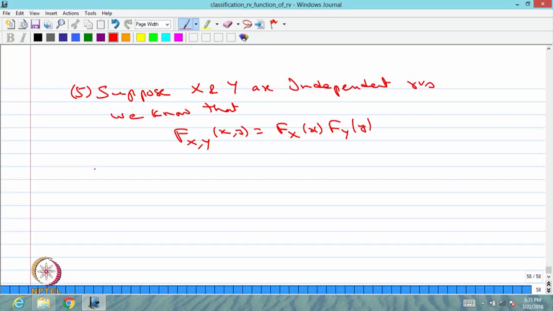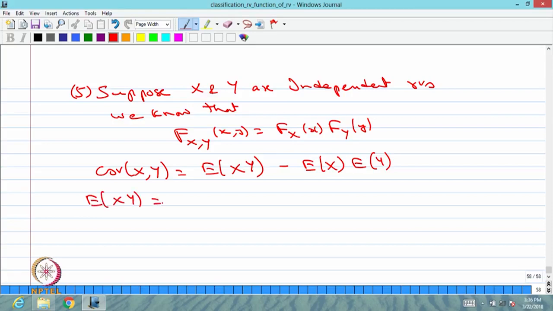So here we are computing the covariance of x comma y, which is the same as expectation of x into y minus expectation of x into expectation of y. When two random variables are independent, consider the expectation of x into y. Suppose I assume that both random variables are of the continuous type, that is the integral from minus infinity to infinity, minus infinity to infinity, of x times y times the joint probability density function of x comma y, dx dy. A similar derivation can be done for discrete type random variables also.